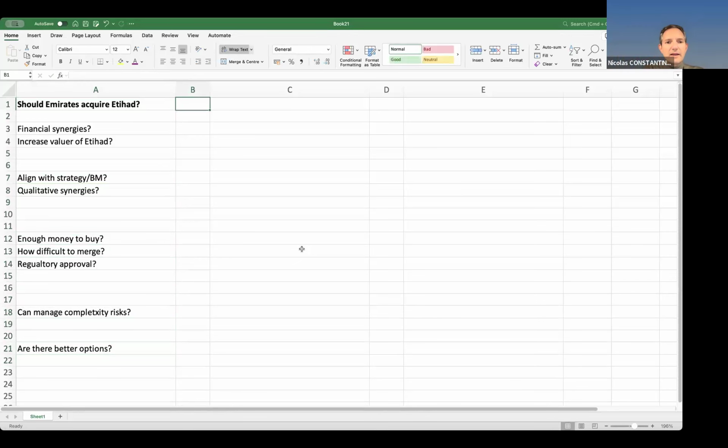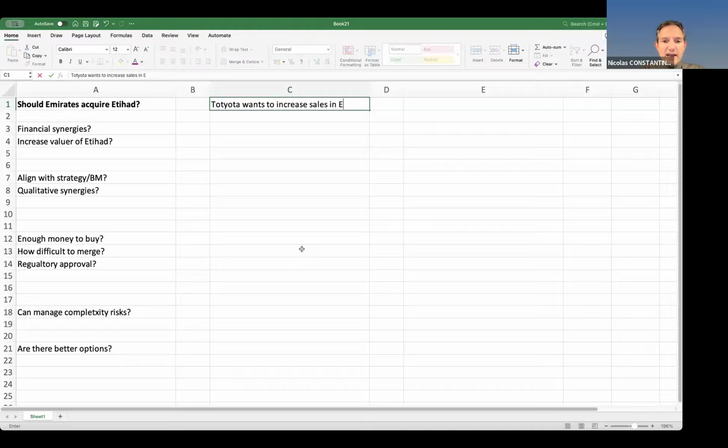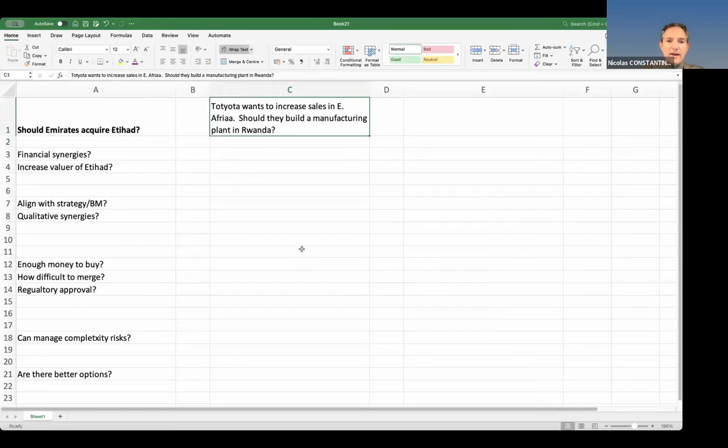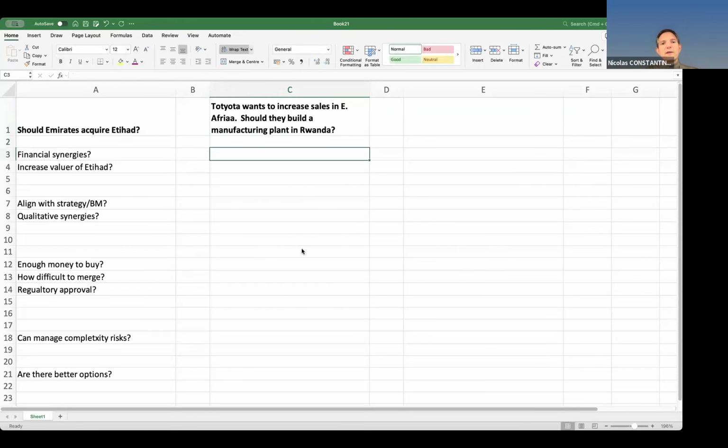Okay, let's work on a different problem. Let's say Toyota wants to increase sales in East Africa. That's the context. And the question is, should they build a manufacturing plant in Rwanda? All right. What questions should they be thinking about?